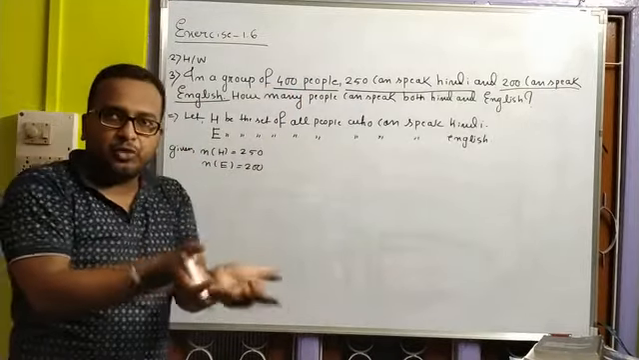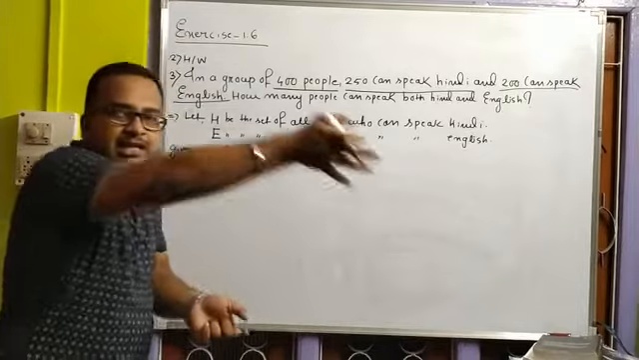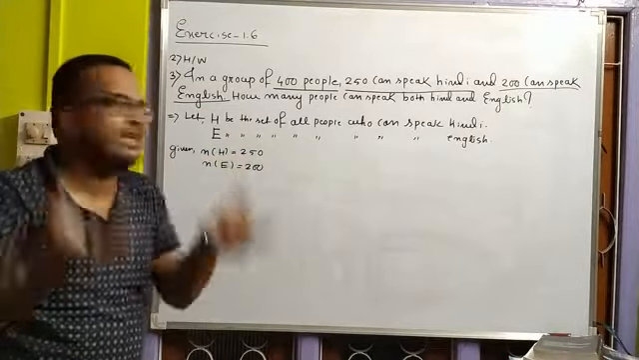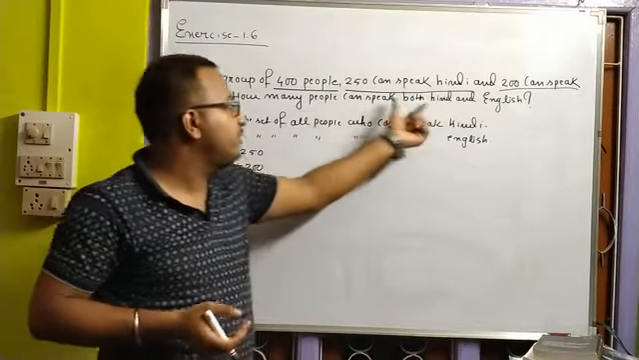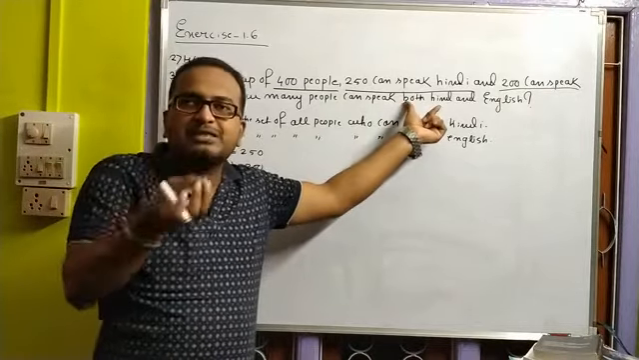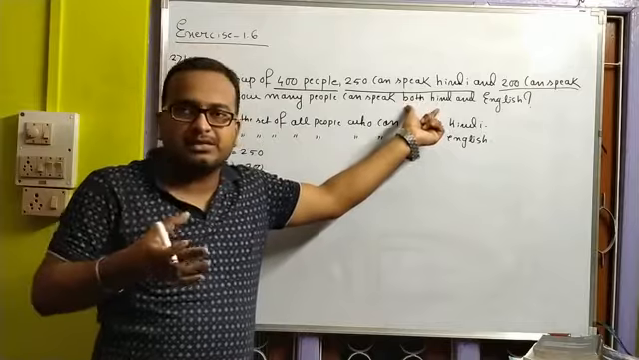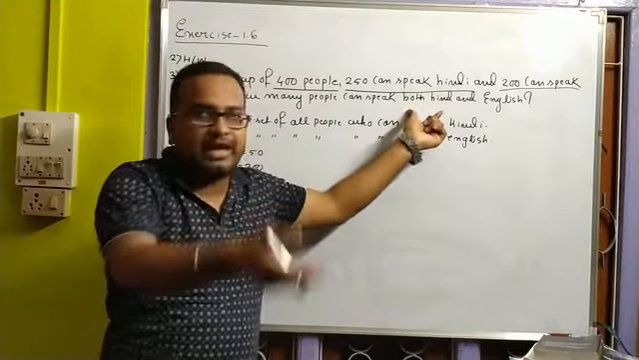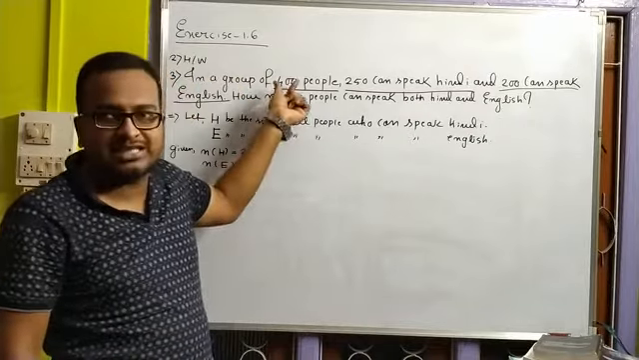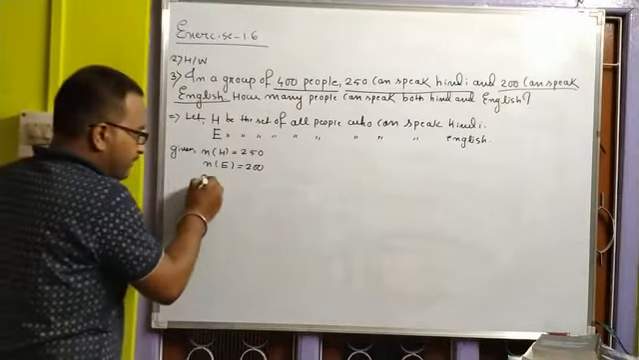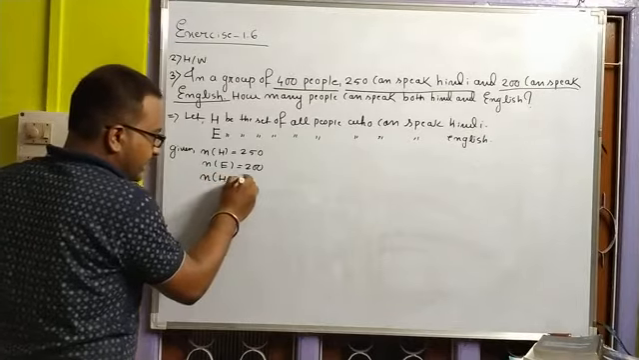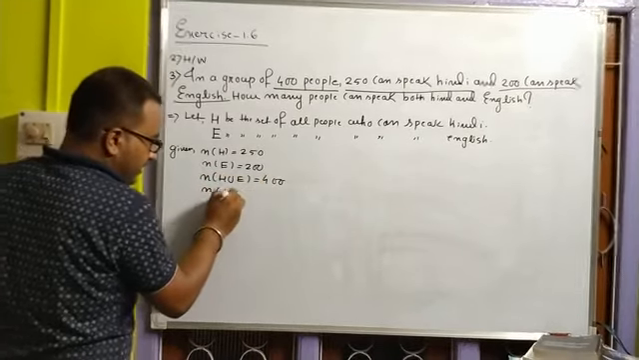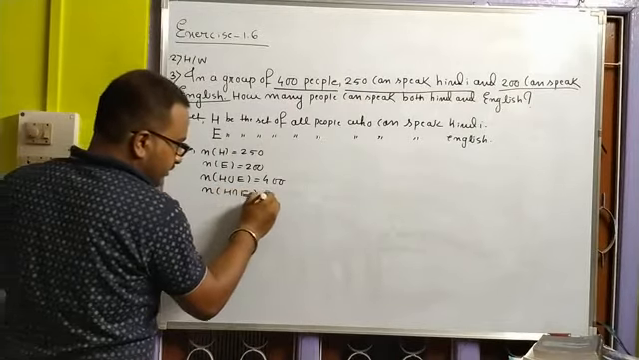In the entire group, some people can speak English, some people can speak Hindi, and some people can speak both Hindi and English. And this is what I have to find out: how many people are there among those 400 people who can speak both Hindi and English? So this is nothing but your union is given to you. So the number of elements of the set H union E is 400, and your job is to find H intersection E.